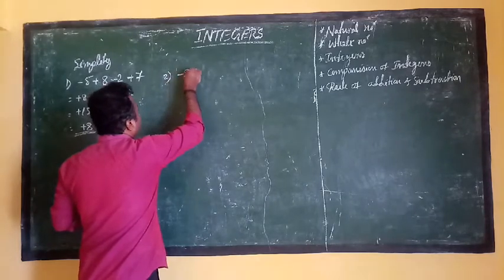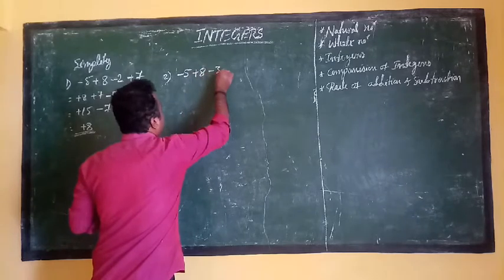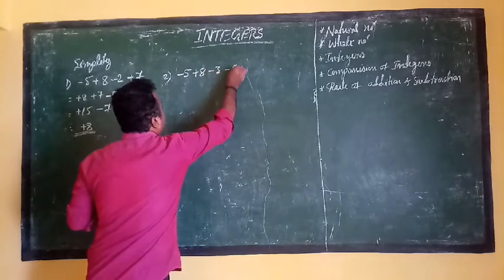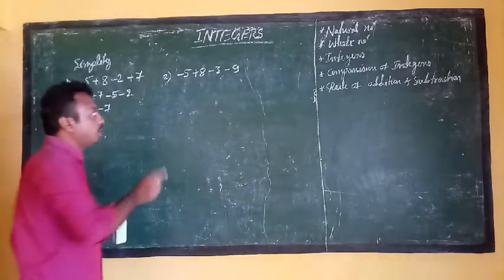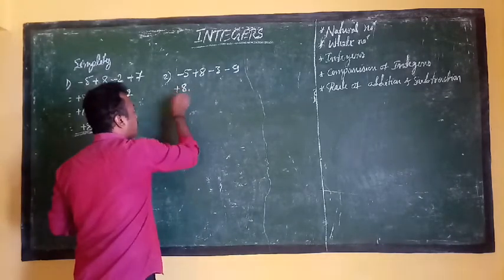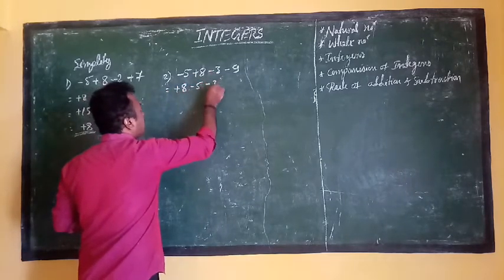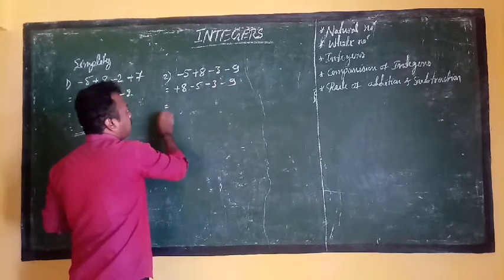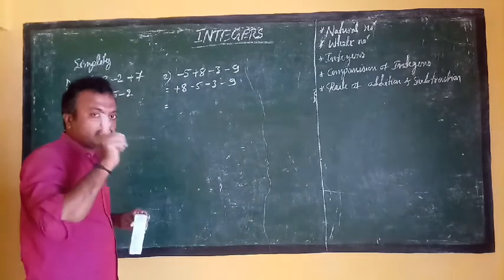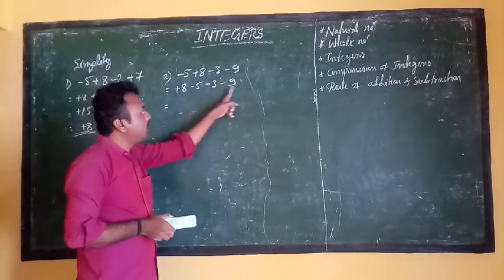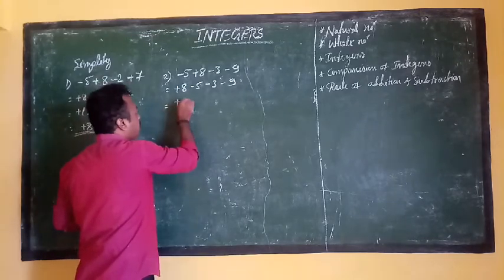Minus 5 plus 8 plus minus 3 and minus 9 is there. So I will write first what? Correct. Positive integers on one side you should write. Plus 8 I will write first. After that minus 5, after that minus 3, after that minus 9. Here only 8 is a positive integer, only 1 is there, but negative integers, 3 are there. So see students, plus 8 as it is I write down.